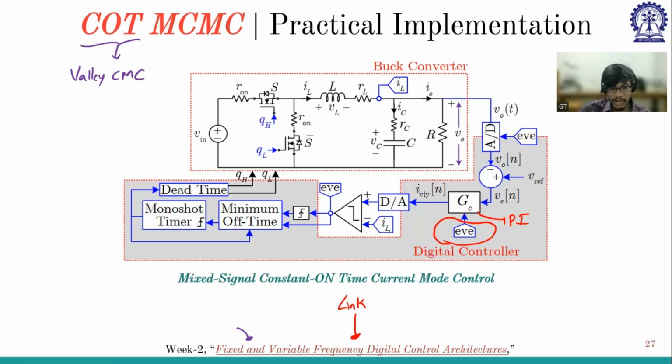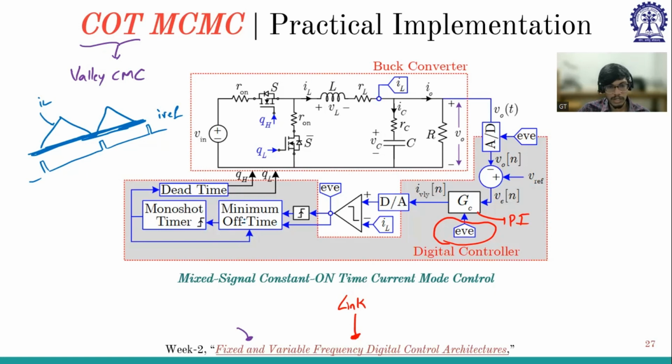And after this, the value is compared with the IL, which will give the event. This is the event triggered. So whenever this inductor current hits this I reference, that acts like an event. So this is one event, and this is the other event, and this is the other event, and this is the inductor current. Now this goes to the COT modulator, constant on time modulator, with minimum off time, as well as output dead time. So this part we have discussed, but I have just summarized quickly.